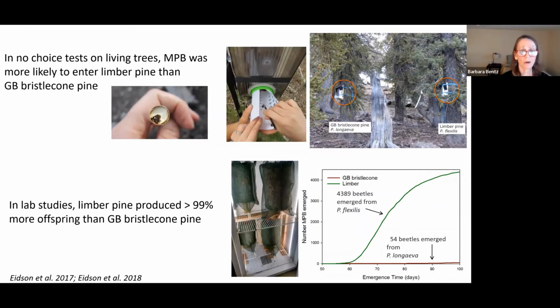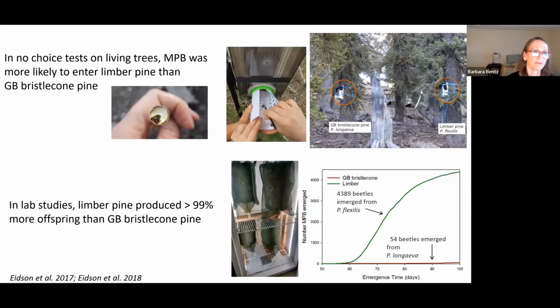So then, to test what would happen if mountain pine beetle did attack Great Basin bristlecone pine, we manually infested male-female pairs into harvested bolts of both species in the lab and allowed offspring development to occur at constant temperatures. So in the end, as you can see here, more than 5,000 brood adults emerged from limber pine, and only 54 emerged from Great Basin bristlecone pine, Pinus longaeva. So this suggests that a majority of the offspring in Great Basin bristlecone pine died before becoming an adult.